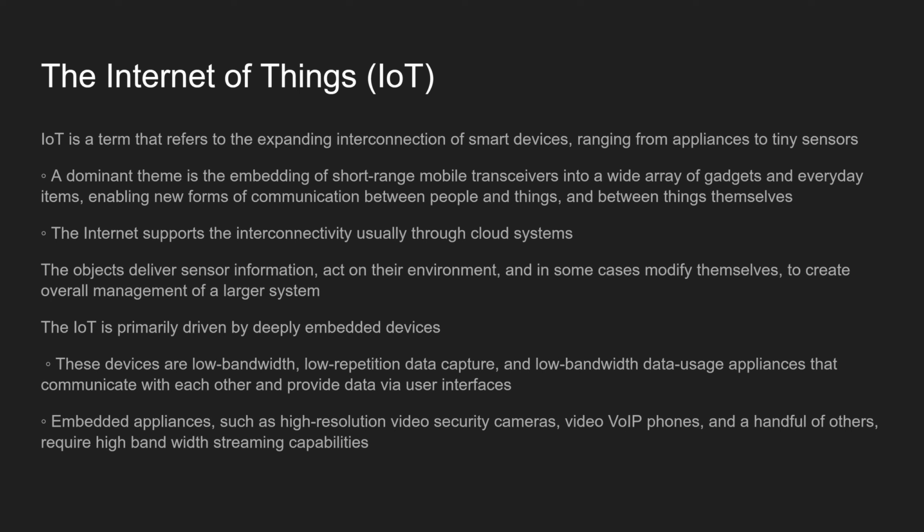The Internet supports the interconnectivity, usually through cloud systems. The objects deliver sensor information, act on their environments, and in some cases modify themselves to create overall management of a large system. The IoT is primarily driven by deeply embedded devices. These devices are low bandwidth, low repetition data capture, and low bandwidth data use applications that communicate with each other and provide data via user interfaces.